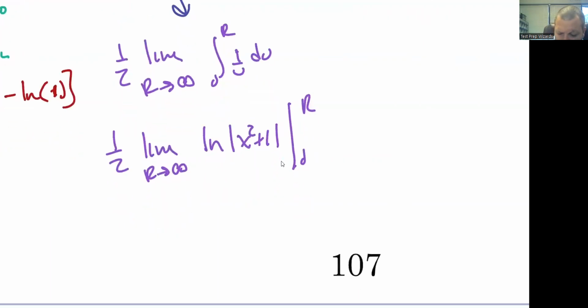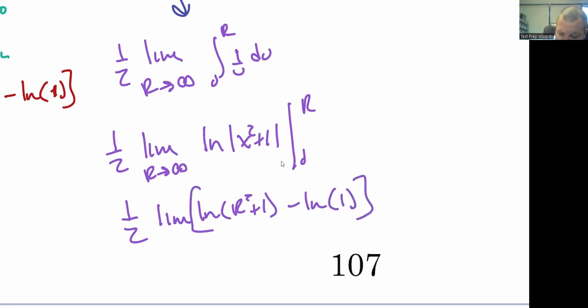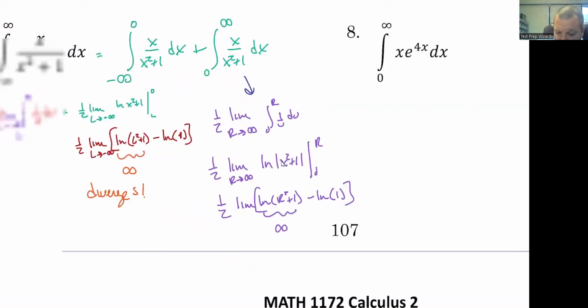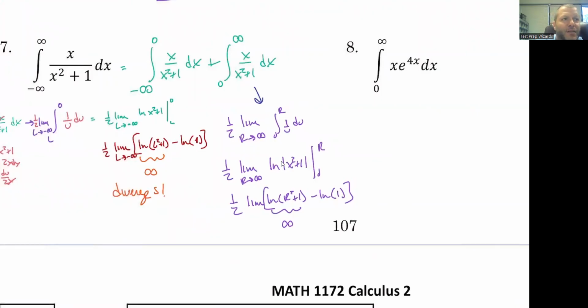Yeah, same thing. Right, so 1/2 limit of the natural log of r squared plus 1, which is still going to blow up towards infinity, minus the natural log of 1. So this thing is also infinite. So this whole thing diverges because both pieces diverge.